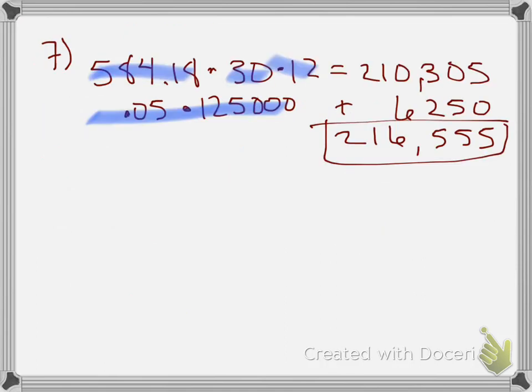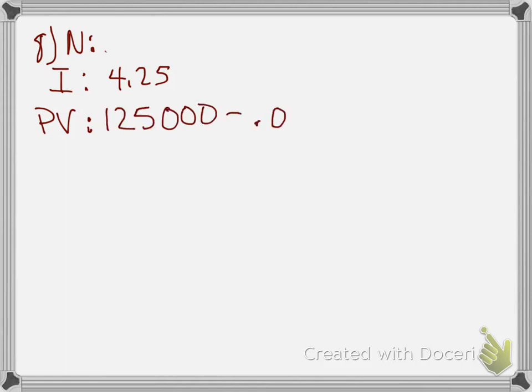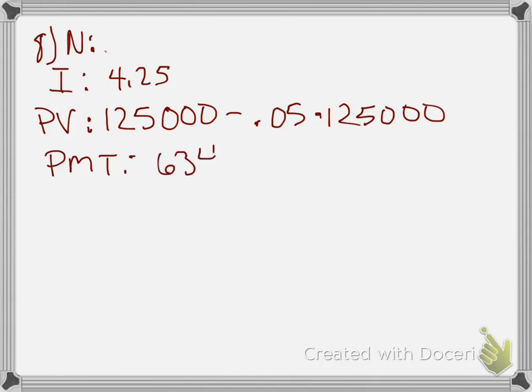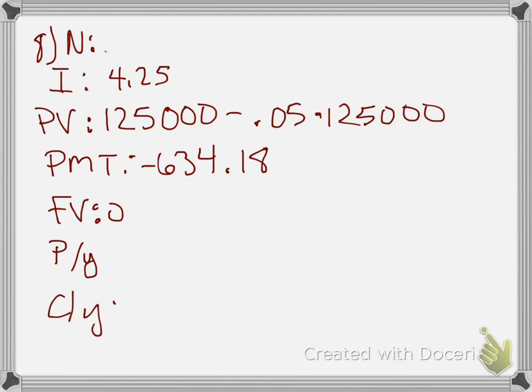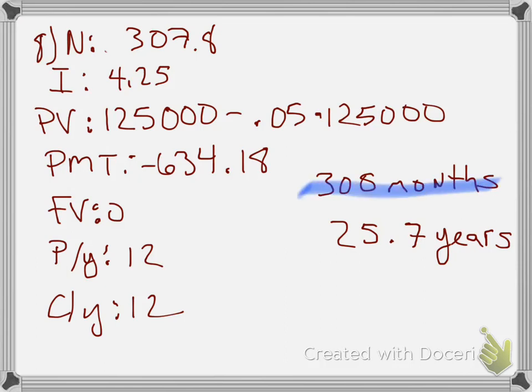Let's try that again. Number 8, you got what happens if you add $50 to the payment? So you're basically trying to find the N. So you're going through the same steps, but you're now changing the PMT to $634.18 by adding $50 to the previous payment from number 6. So if I do that, I should get an answer of 307.8, which would be 308 months, which actually comes out to 25.7 years, but I will take 308 months. That's the answer I'll be looking for.